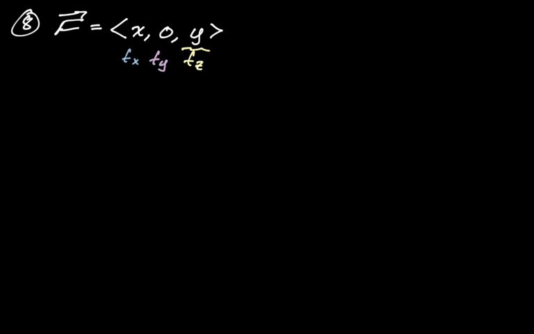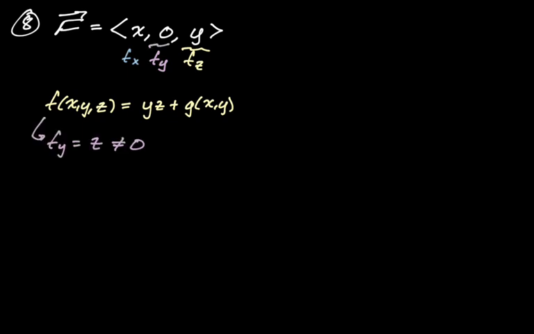So I'm integrating partial z with respect to z, which is going to take me to a potential function of yz plus some arbitrary function of x and y. Now, if I find partial y of this, because that's what I'm hunting for at this point, partial y of this should give me 0, but partial y of this gives me z, which is not 0. So there actually is no potential function in this case.